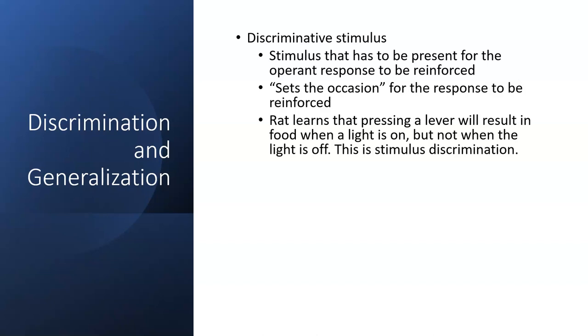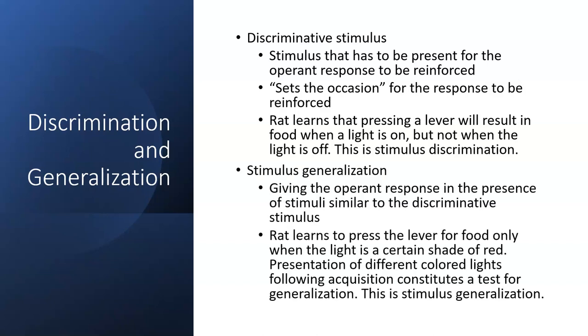That light has been paired with the food itself, and that pairing is through classical conditioning, but eventually it becomes a discriminative stimulus. So as your authors put it, it sets the occasion for the response. An example would be a rat learns to press a lever. It will result in food when a particular light is on, but not when the light is off. That's the ability to respond to a discriminative stimulus.